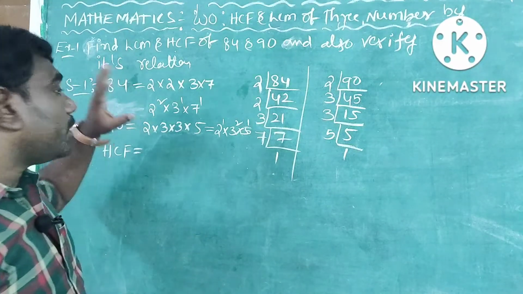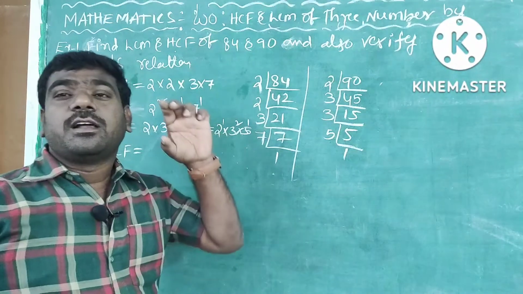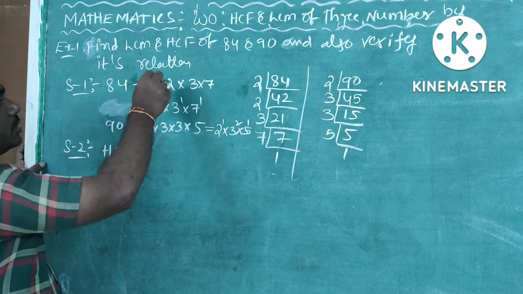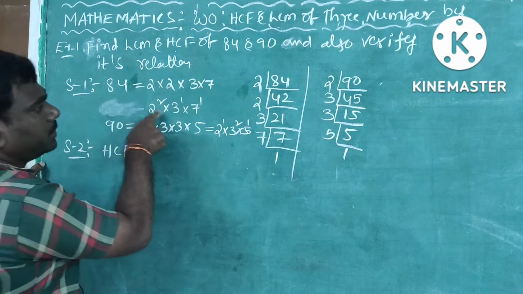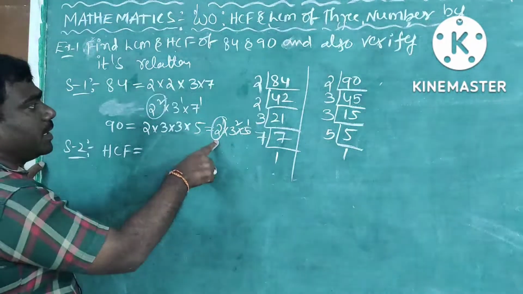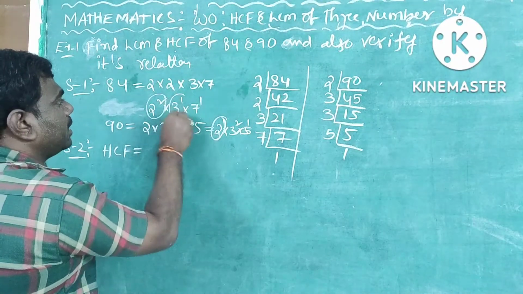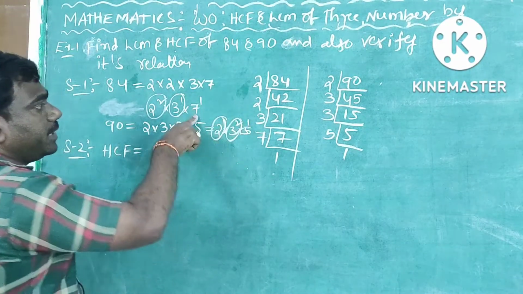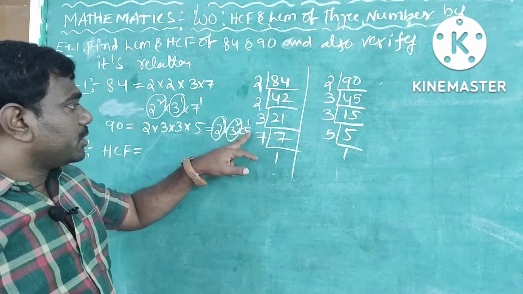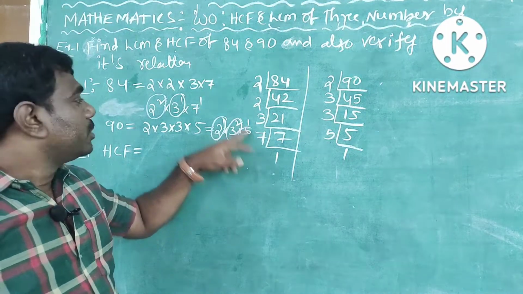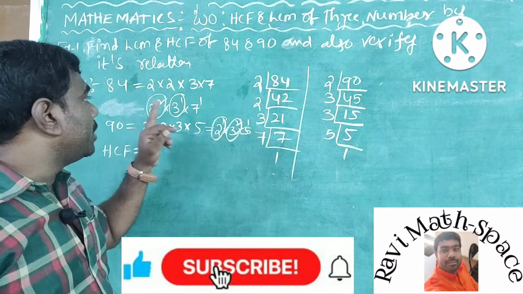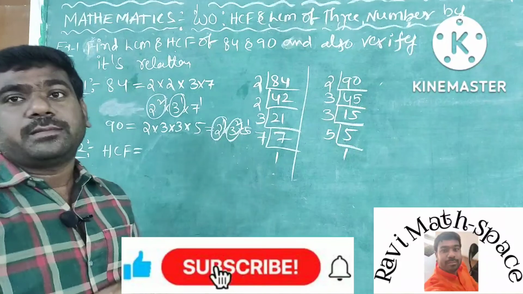Now first we identify the common factors. What are the common factors here? 2 is a common factor. Yes or no? Here 2 is there, and here also 2 is there. That's why it is a common factor. 3 is also a common factor. Why? Because it is here and here also. Now 7 is a non-common factor, because 7 is not there in 90. 5 is also not a common factor, because 5 is not in 84. So we have only two common factors, 2 and 3.